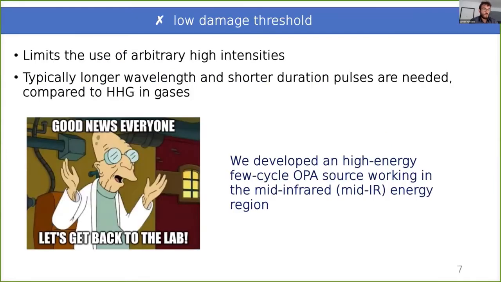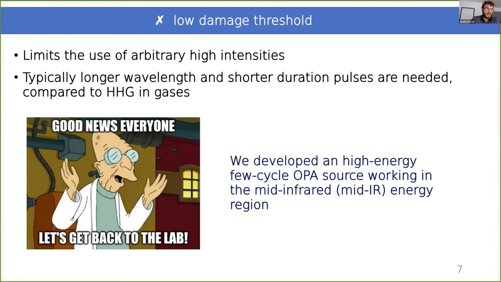There is, however, one fundamental experimental drawback of HEG in a solid with respect to gases, which is the low damage threshold of a solid when it is exposed to an external laser field, which limits the use of arbitrarily high intensities. So typically longer wavelength and few-cycle pulses are needed compared to HEG in a gas. So we went back to the lab for laser development, and we developed a high energy few-cycle laser source working in the mid-infrared region.